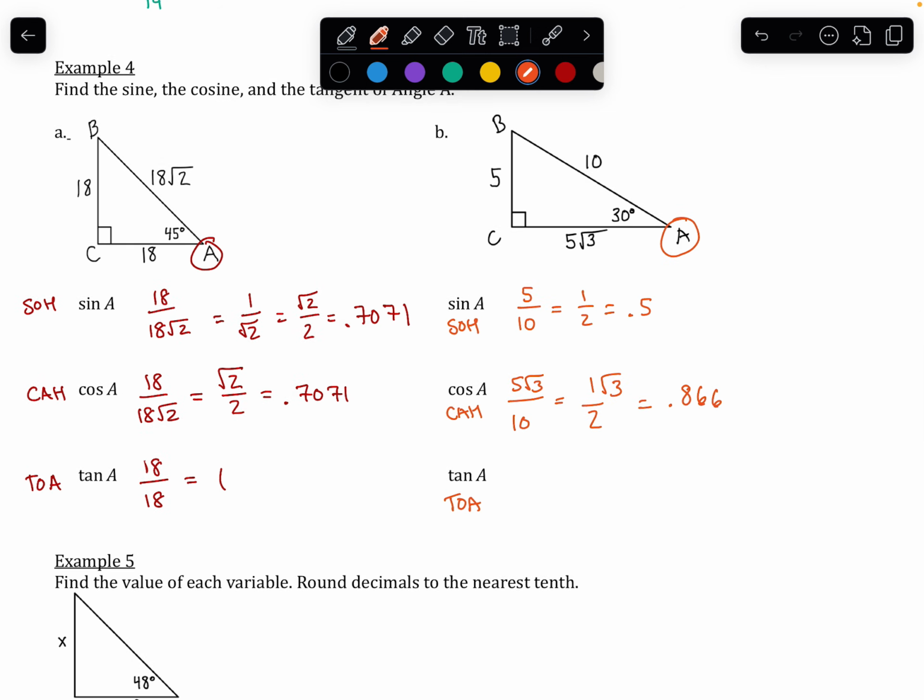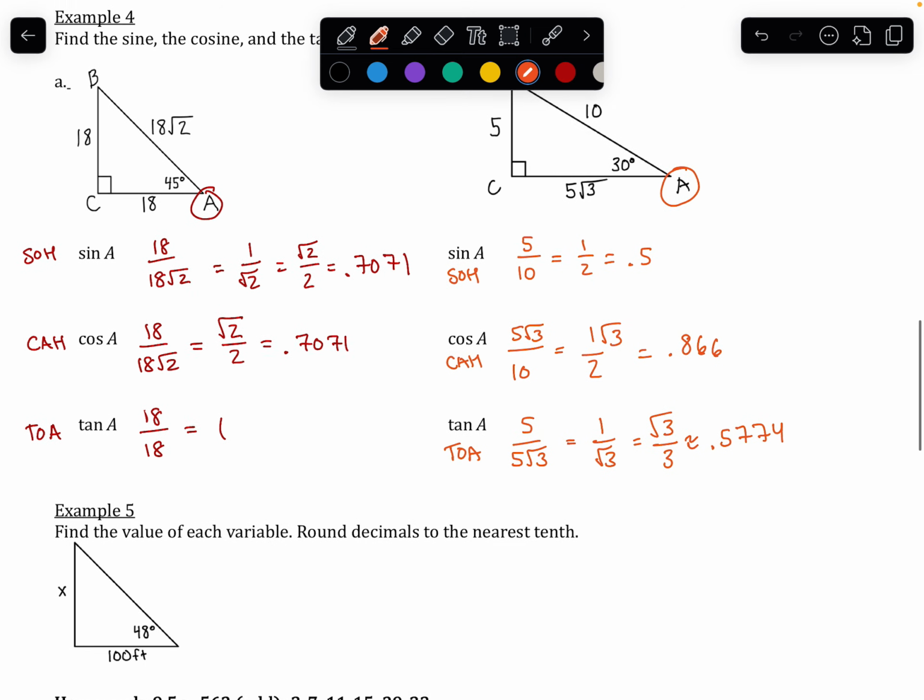So tangent is 5 over 5 square root of 3. So this equals 1 over square root 3, which is square root 3 over 3, which is 0.5774.